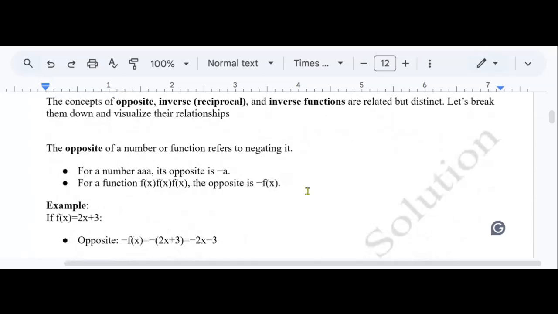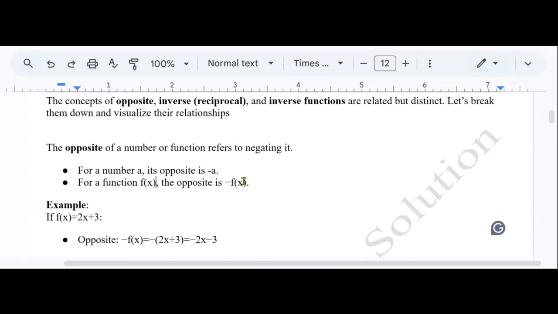For example, if I say A, its opposite is what? Minus A. Very good. So the opposite here is minus A. For a function f of x, the opposite is minus f of x.